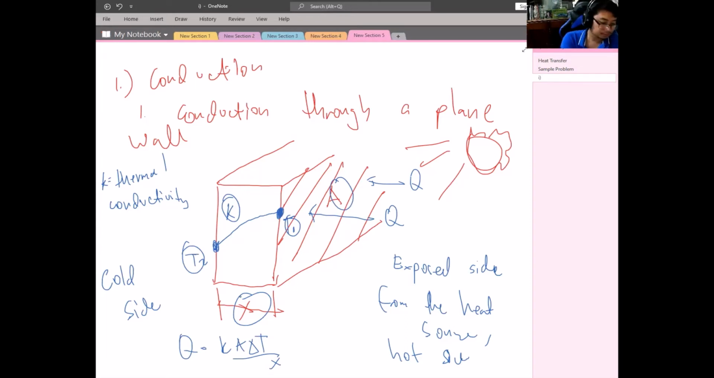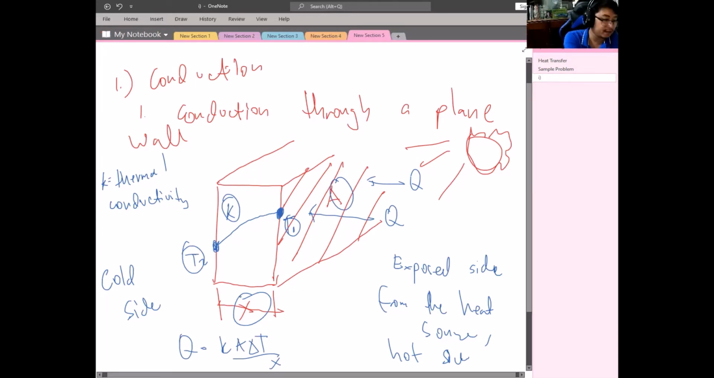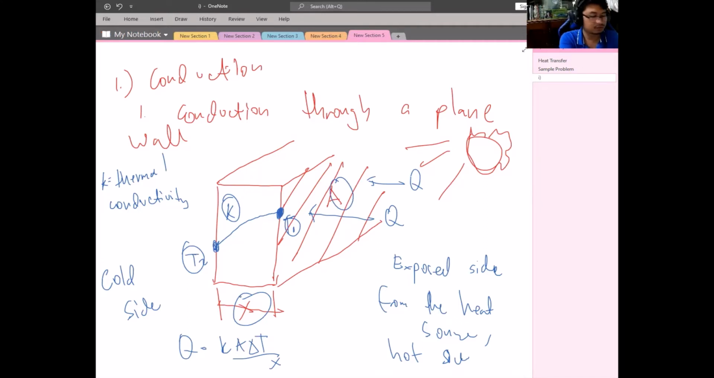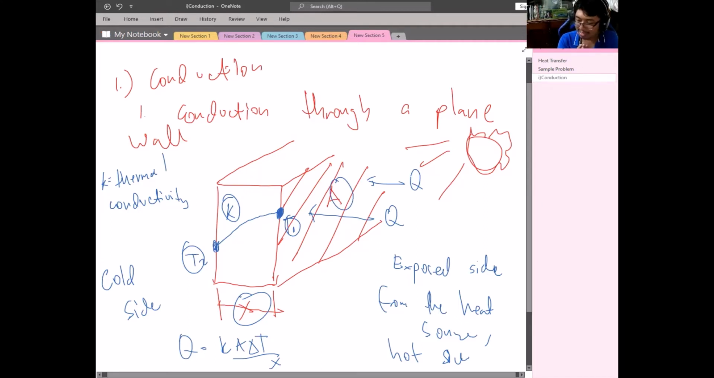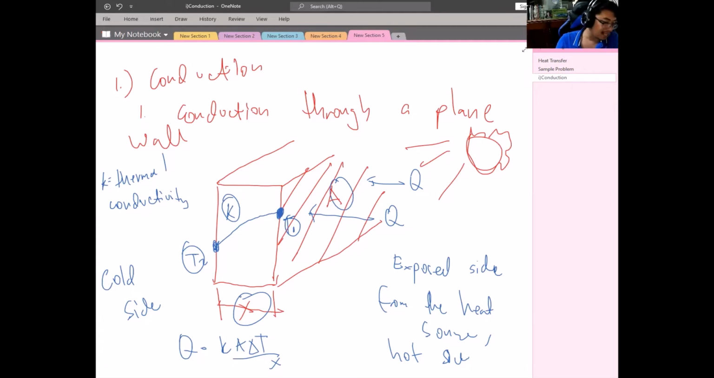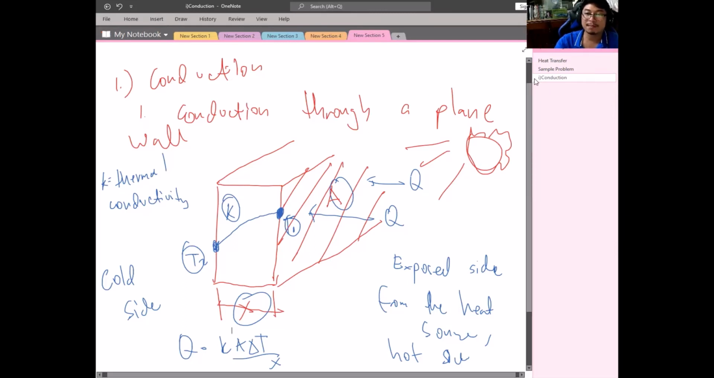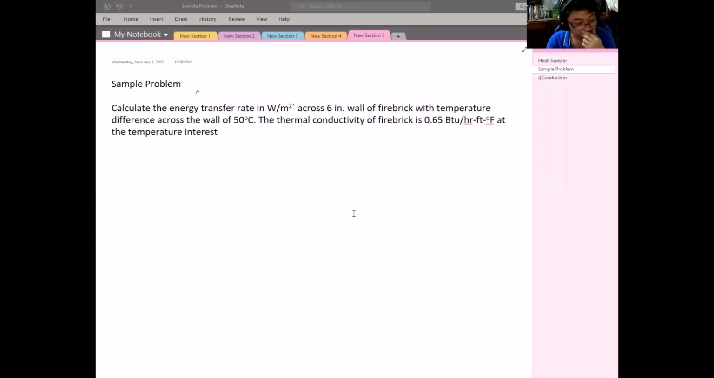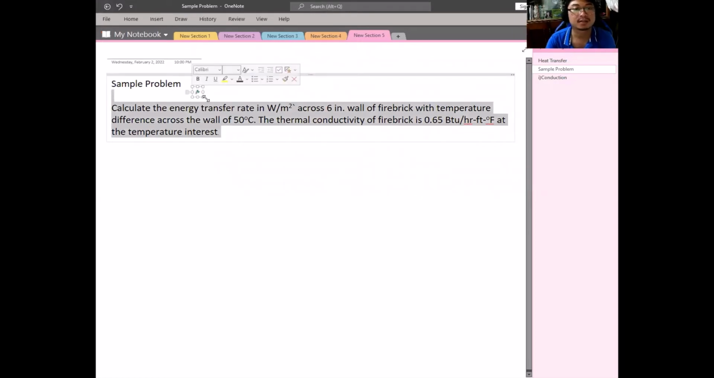So let's begin with the sample problem. Next topic natin is yung mga pinapalaman na wall. Ang topic natin sa next meeting, yung composite walls, yung nakapalaman. Okay? So, sample problem. Okay, so let's try this sample problem.